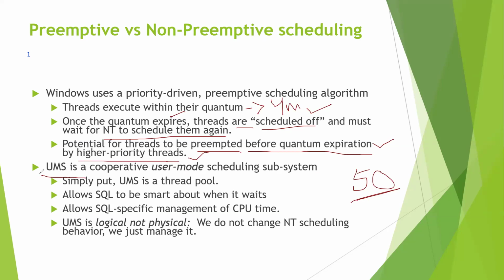The reason we have something called SQL operating system is what we call cooperative user mode scheduling. We will talk about what that cooperative is. In simple terminology, UMS is a thread pool.